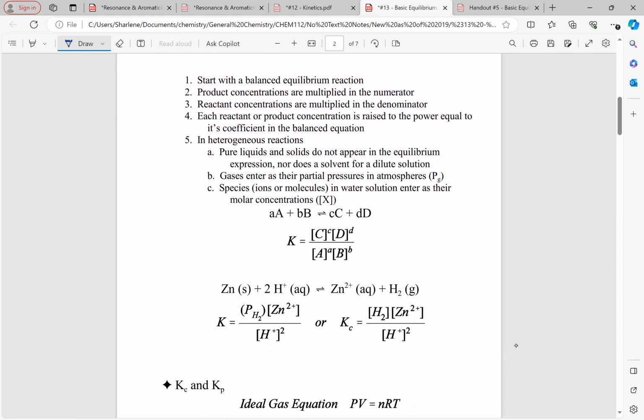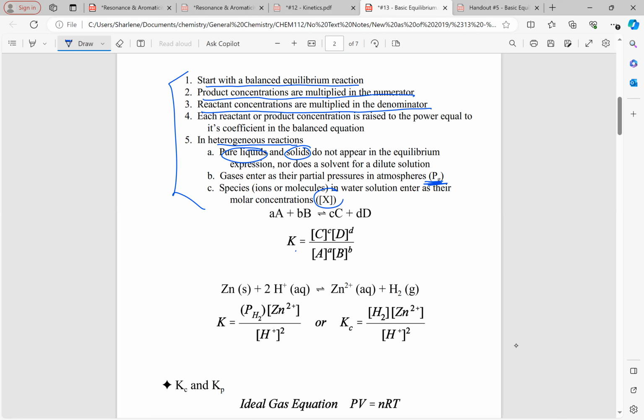All right, the next equation is, how do you come up with them? So everything that I said is right here. Step number 1, start with a balanced chemical equation. Step number 2, put all of the products in the numerator raised to their coefficients. Put the reactants in the denominator raised to their coefficients. And if it's heterogeneous, do not include pure liquids, do not include pure solids, and you may use the pressures for gases, and we prefer molarities for the others.